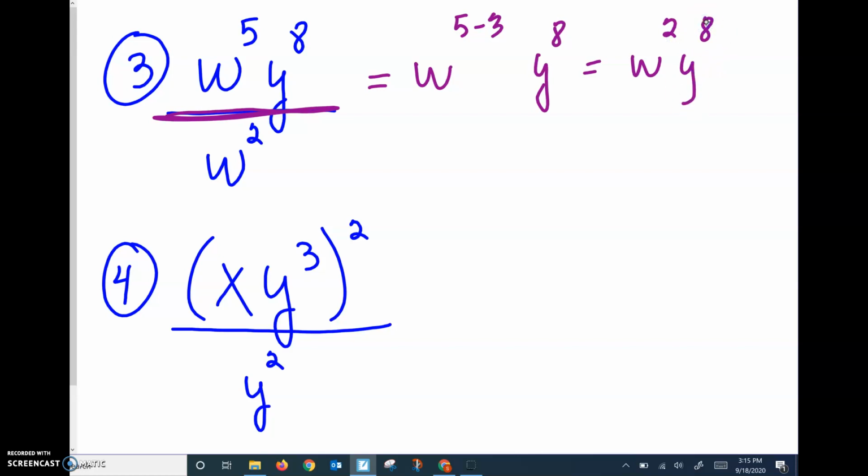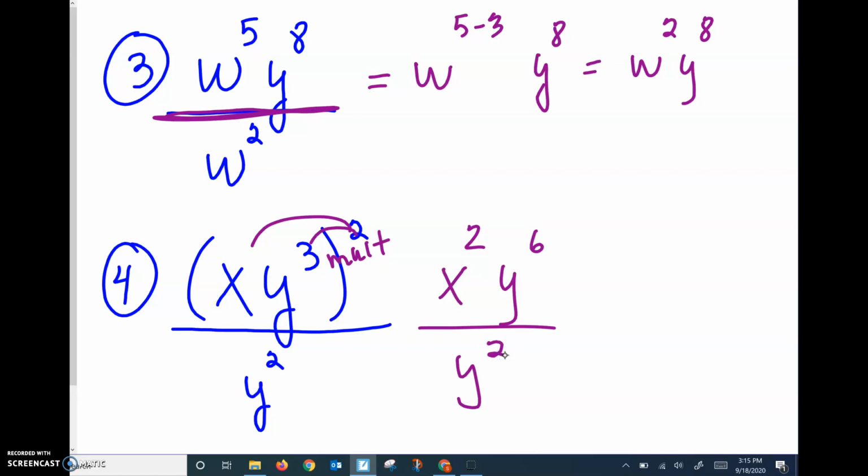All right, number 4, it's going to bring in another rule that we did from last week. So we have to first remember to bring in this exponent. So we have x to the 2nd, y. Now remember, we are multiplying these exponents. 3 times 2 is 6. And now we have y to the 2nd on the bottom.